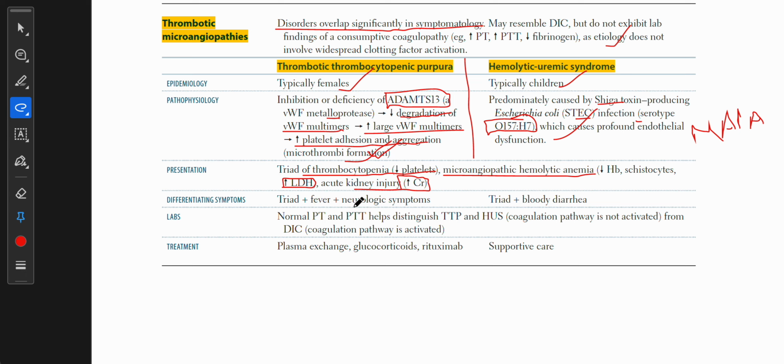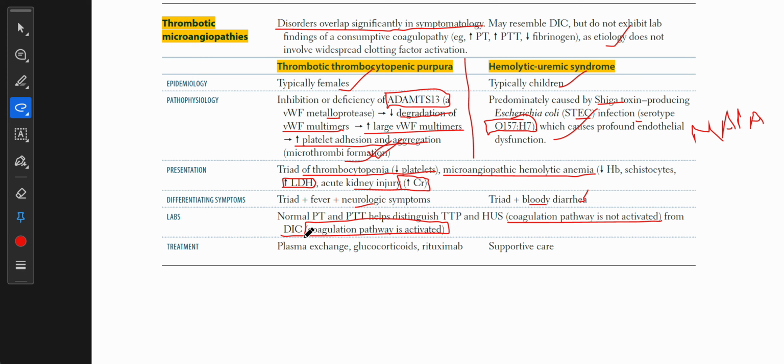And the differentiating symptoms: for TTP, it is the triad plus fever plus neurologic symptoms. For HUS, it is the triad plus bloody diarrhea, because Shiga toxin producing Escherichia coli usually causes bloody diarrhea in the GI system. And also the labs: normal PT and PTT help distinguish TTP and HUS from DIC. In DIC the coagulation pathway is activated, so there are abnormal PT and PTT, but in TTP and HUS there is normal PT and PTT. So basically, that is how we distinguish TTP and HUS from DIC, right?